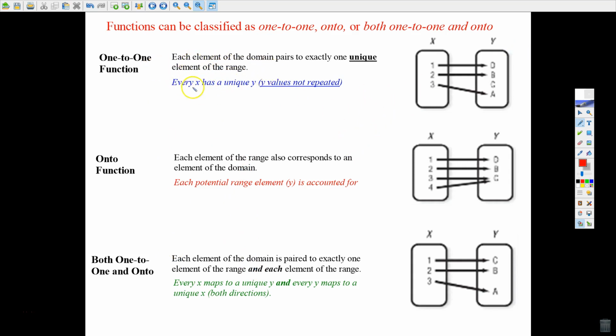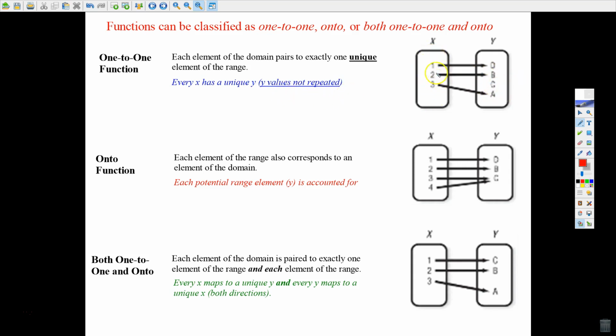I've given you the definition, and then this colored statement is just another way of saying it. If you don't understand the mathematical definition, maybe this is a different way of approaching it that might make more sense. And then here's a picture. Basically, here's the one-to-one. Every element of the domain pairs up to exactly one unique element of the range. And this is key. The blue statement is key for one-to-one. You cannot have any repeat y values.